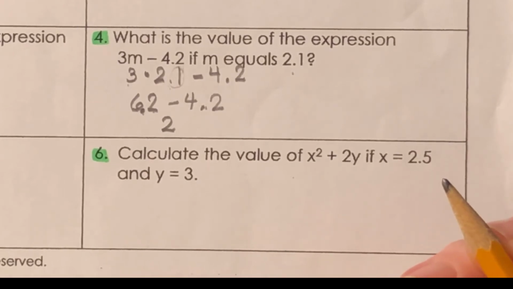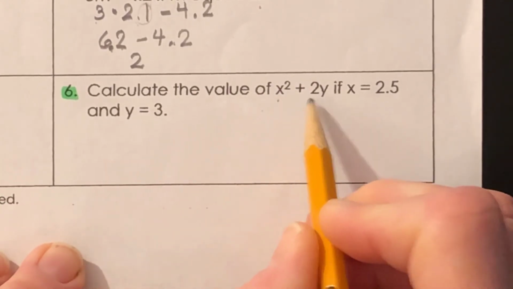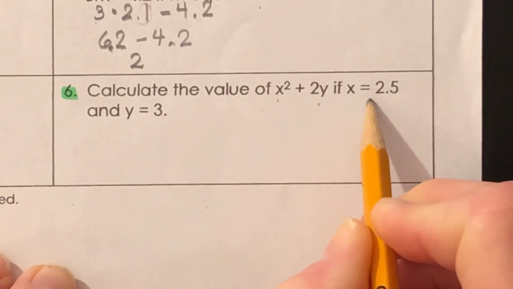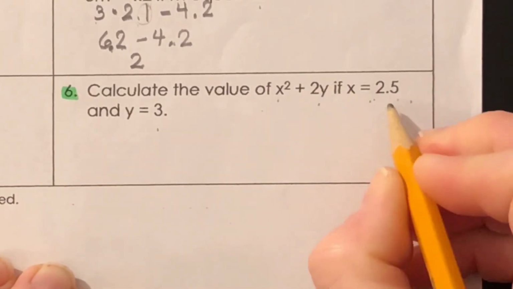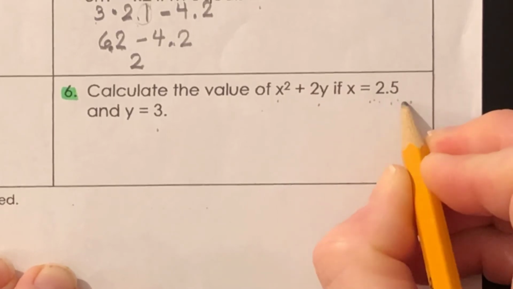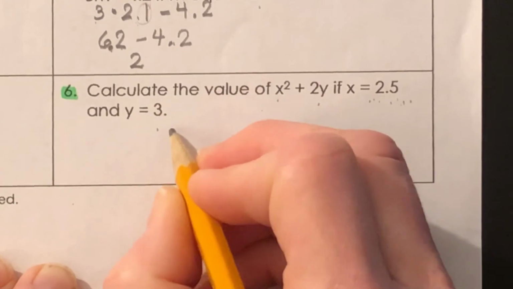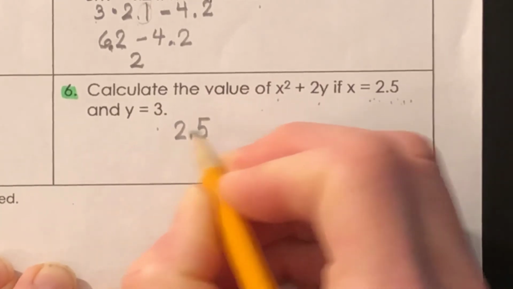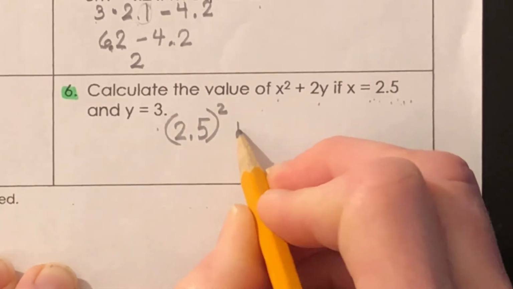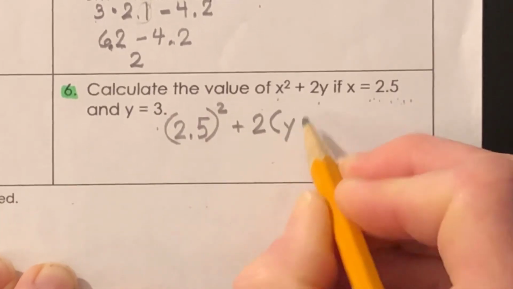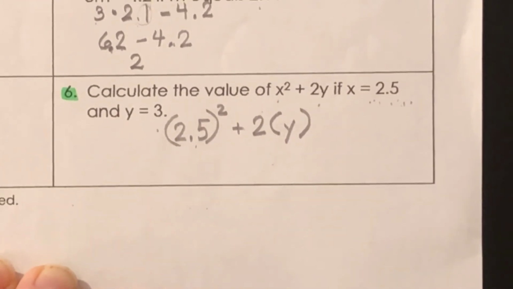On to number 6. X squared plus 2y. If x is 2.5, 2 and 5/10, y is 3. 2.5, 2 and 5/10, it's all the same. X squared, 2.5 squared, plus 2 times y. I suggest for this you use a calculator.